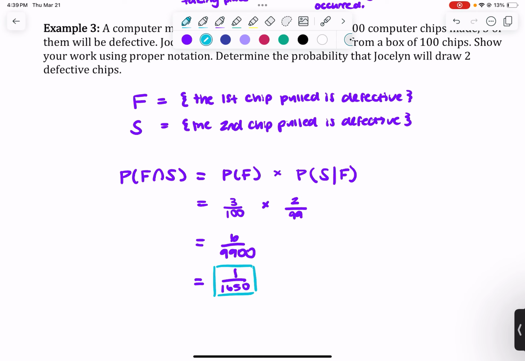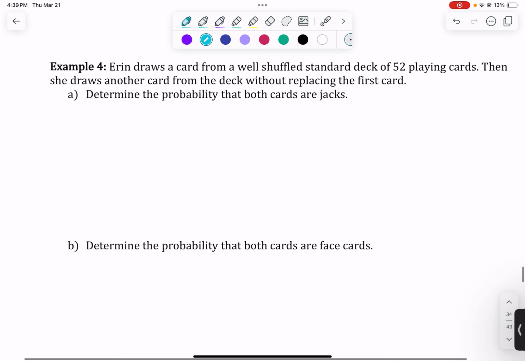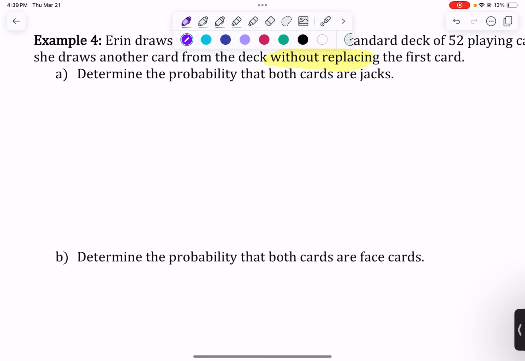All right, we're going to take a look at another set of examples. In this case, we have Erin. She's drawing cards from a well-shuffled standard deck of 52 playing cards, and she draws another from the deck without replacement, which again is a nice little hint here that I have dependent events. So without replacing that first card, we want to find the probability that both cards are jacks. So I'm going to stick with F and S here, because if I use J and J, that's too confusing.